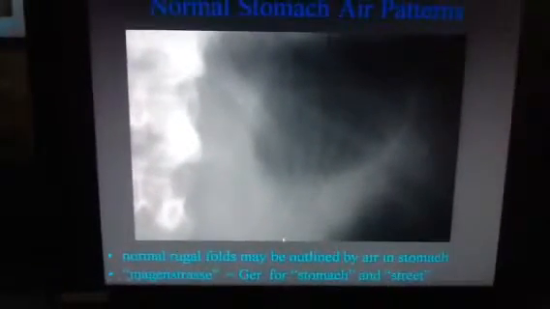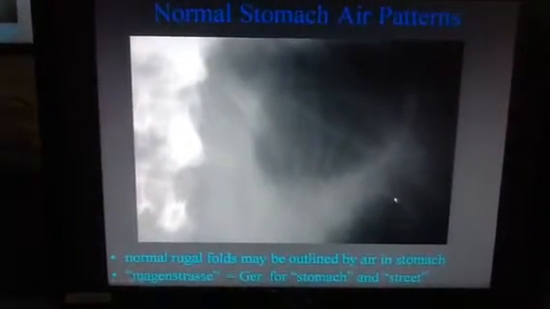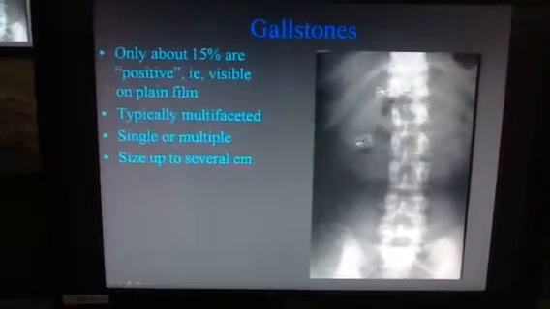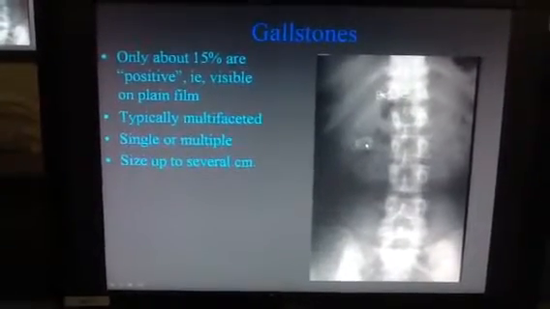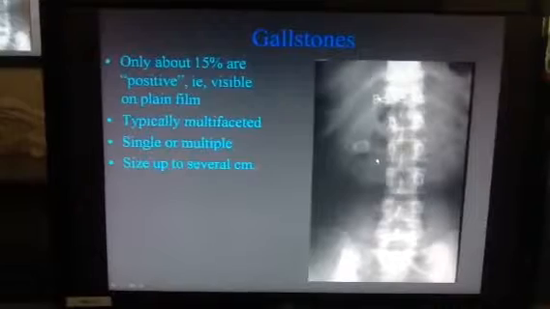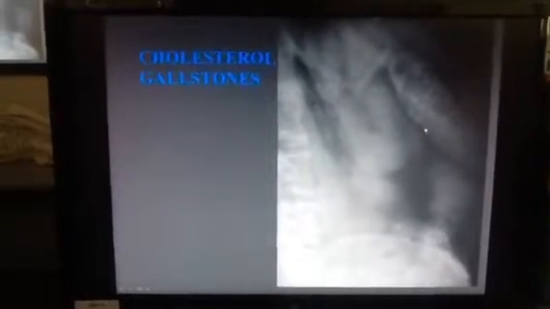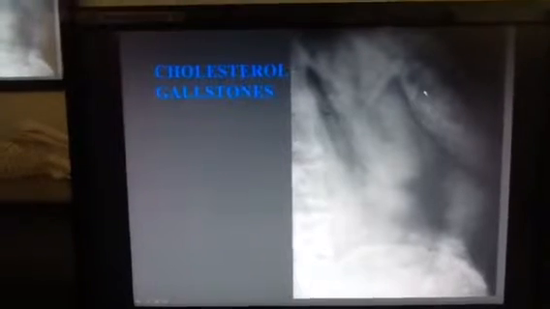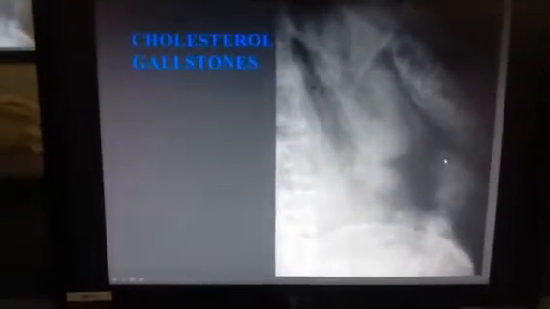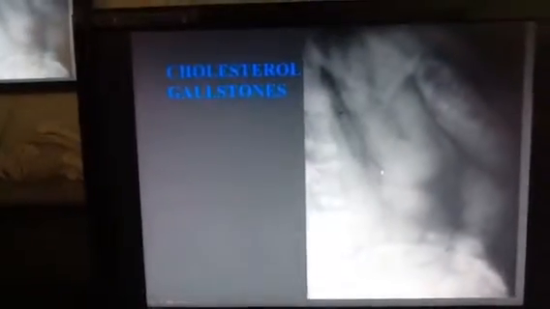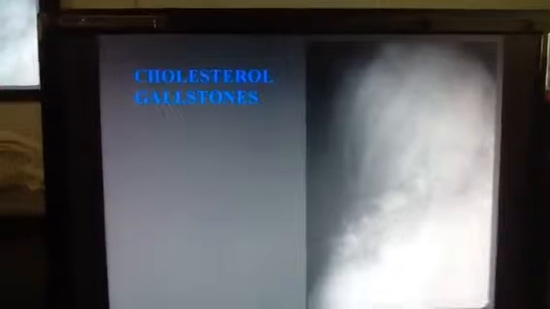Here you got rugal folds, right? So it's like an air balloon. Here you got a couple of stones, right? Lithiasis. Contrast in the gallbladder: where the lucency is, that's cholesterol. Where the white is, that's contrast. Okay, same thing here. Contrast where the lucencies are, that's where the cholesterol stones are.